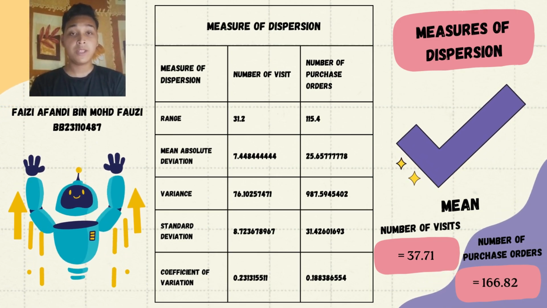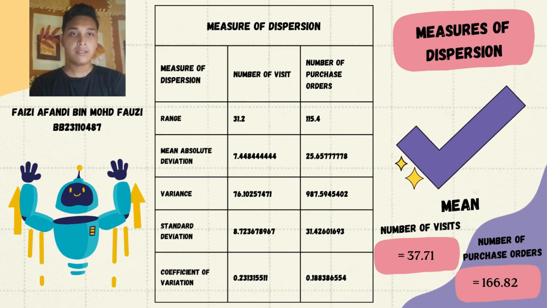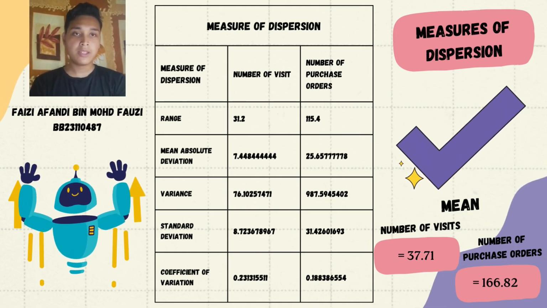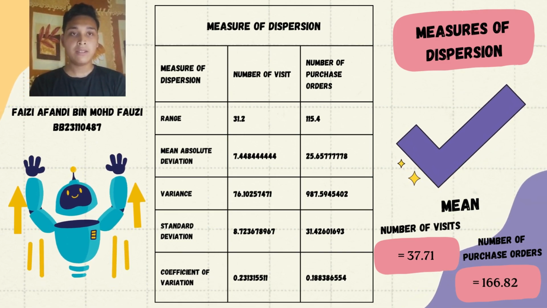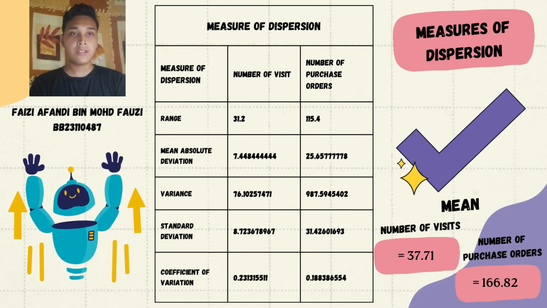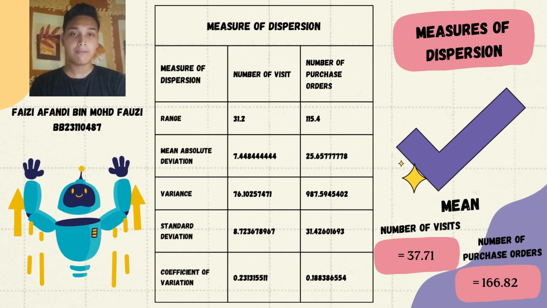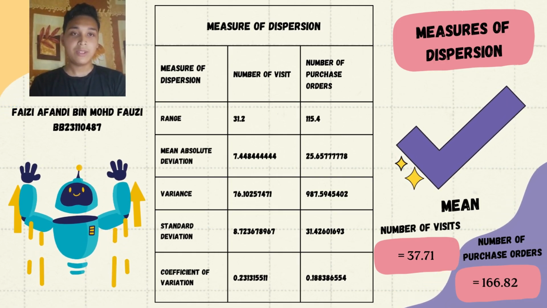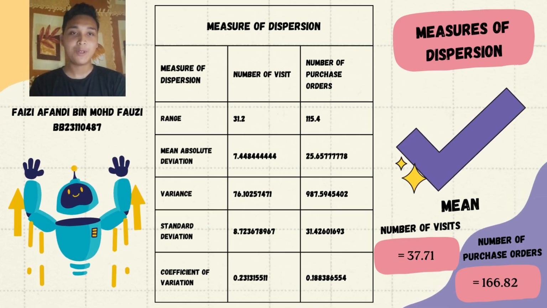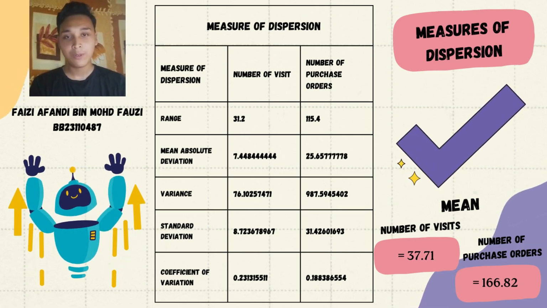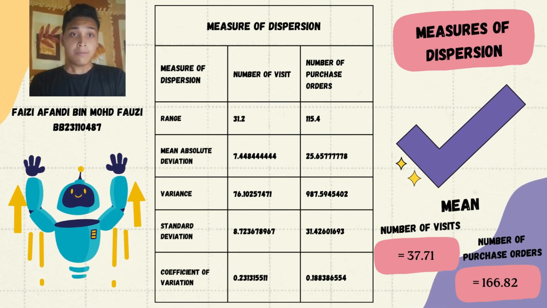For mean absolute deviation, I used the average deviation formula in Excel, and the result I got is 7.49 for number of visits and 25.66 for number of purchase orders. I already rounded the numbers in my head, so don't expect me to say each of the digits. Okay, and continue to variance.